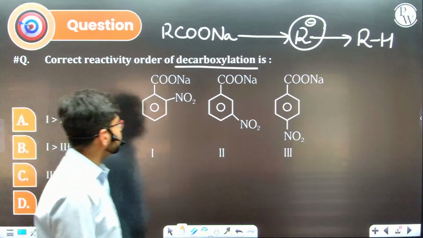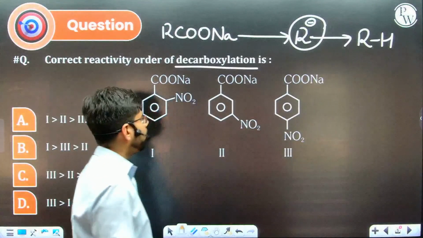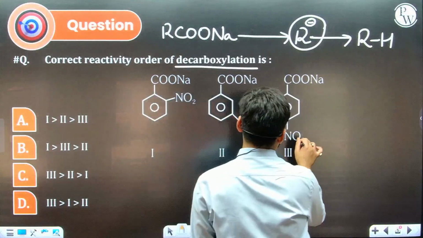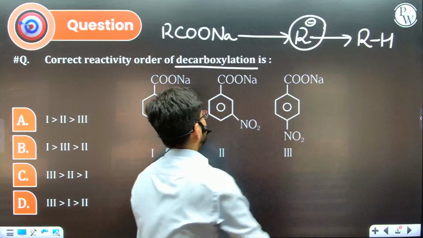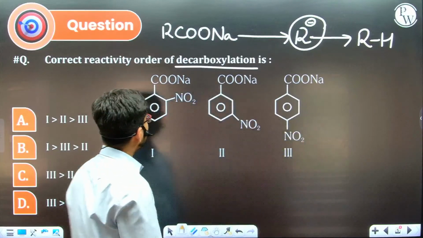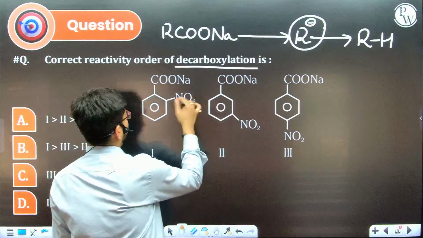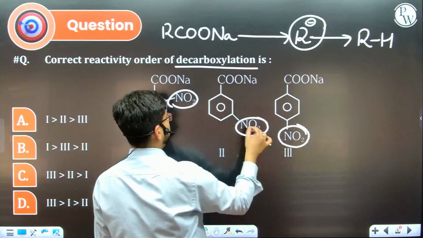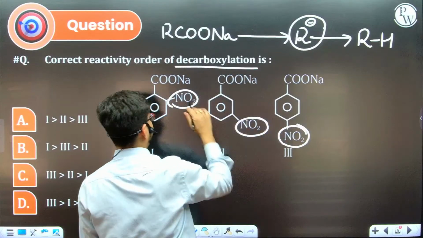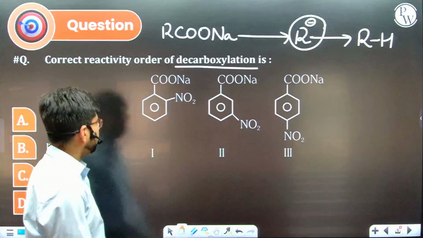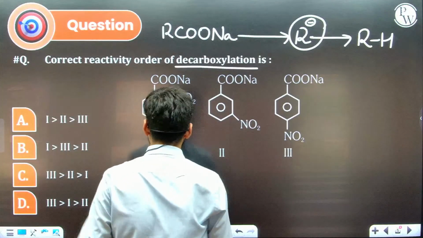So the most stable carbanion will be obtained in this case, right? That is in this case, third case. In third case, because of NO2, which will have a strong minus M effect. And also here, yes, even here NO2 will have a strong minus M effect. Here NO2 will show minus I because NO2 is attached at meta position with respect to this. Okay, yes. So the most stable carbanion will be obtained in case of 1.